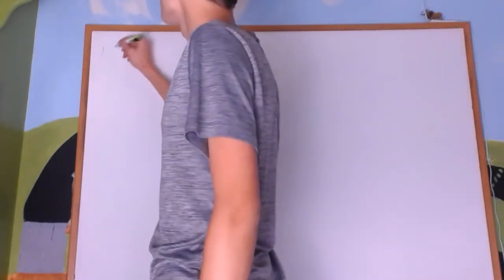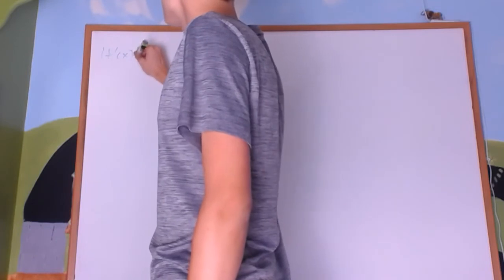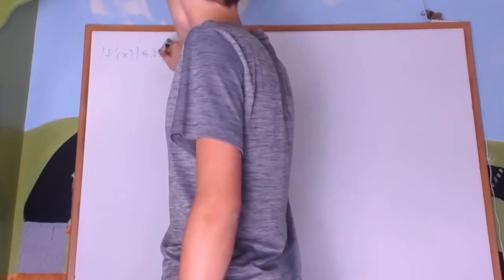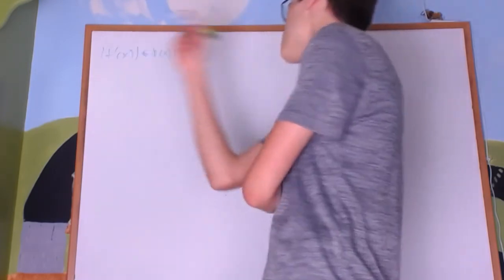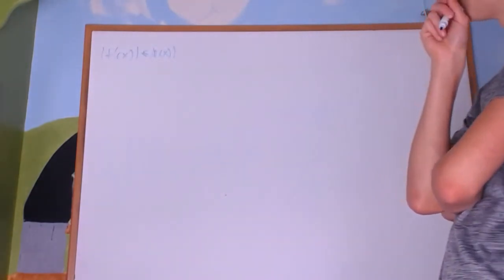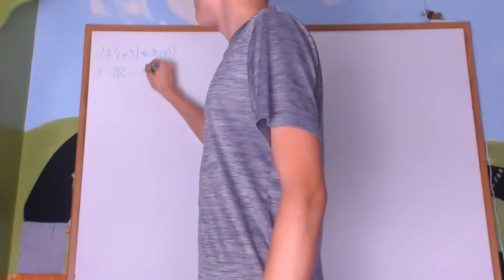Show. There we go. Okay, f from R to R is differentiable. F of 0 equals 0. Absolute value of f prime of x is less than or equal to f of x for all x in R. Prove that f of x equals 0 for all x in R. So you have it that absolute value f prime of x is less than or equal to f of x for every single value of x. We have f from R to R.